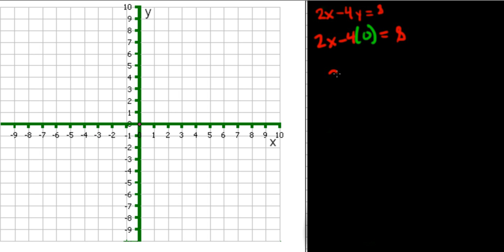Now we can simplify the equation a little. 2x minus 0, so we can leave the 0 out, equals 8. Now we want to isolate the x, so divide both sides by 2. When you divide the left side by 2, it leaves you with 1x, and then 8 divided by 2 equals 4, so x equals 4, and that would give us an ordered pair of 4, 0. And this would be the x-intercept.